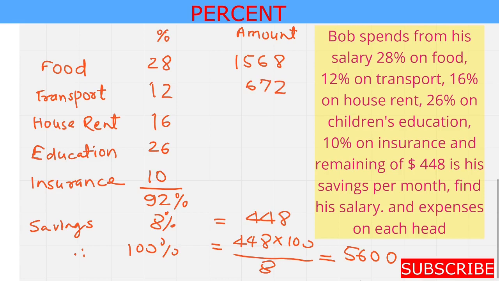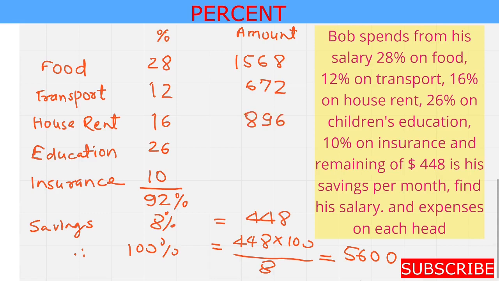Now house rent is 16%. 16% will be 10% and half of 10% is 5%, which is 15%, and then plus 1% is 16%. So 10% is 560. Half of 560 is 280 and 1% is 56. So 560 plus 280 plus 56 is 896.